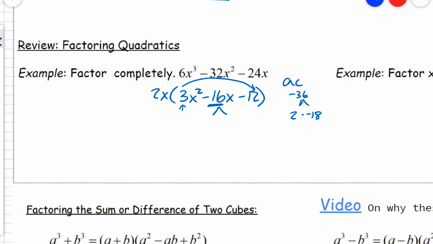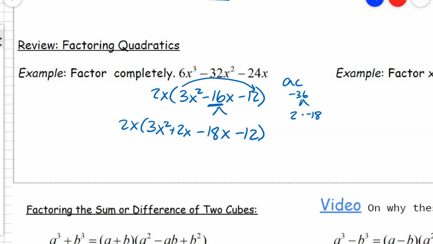So I'm going to split the middle, which it's been a while since you may have seen that, but it's going to help you out in our next lesson. Okay, so I'm going to go ahead and rewrite this. 2x is our greatest common factor, goes out in front, followed by 3x squared. We end up with negative 16x. We can break that apart as 2x minus 18x minus 12.